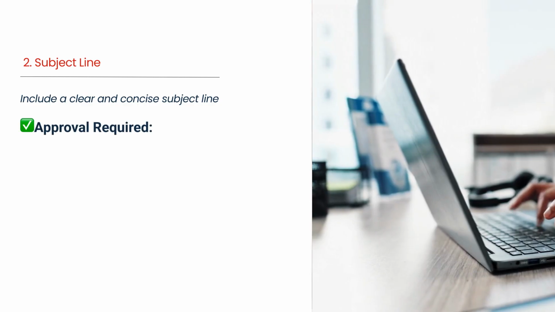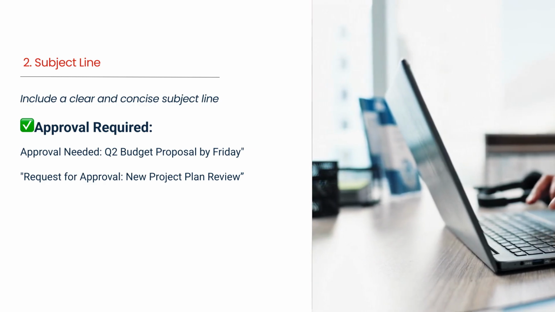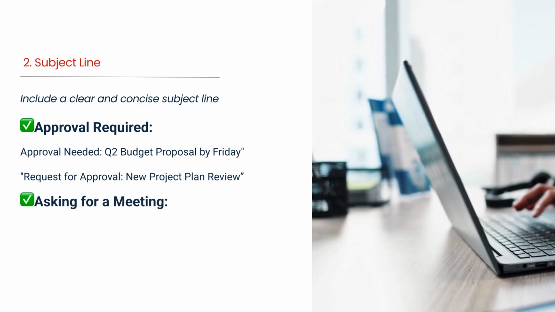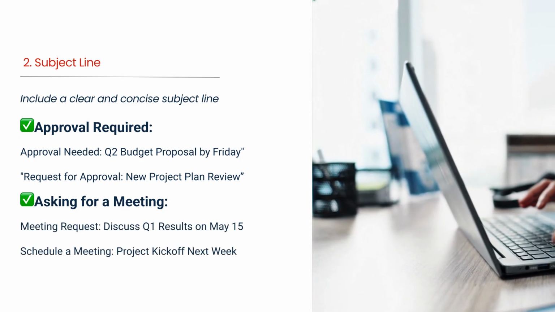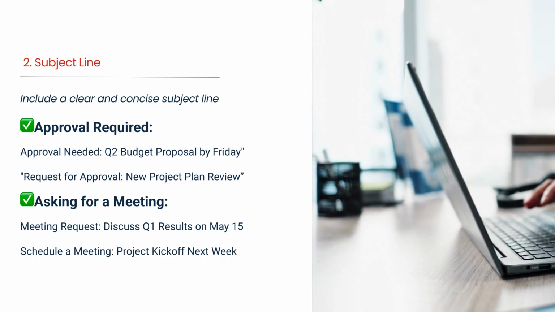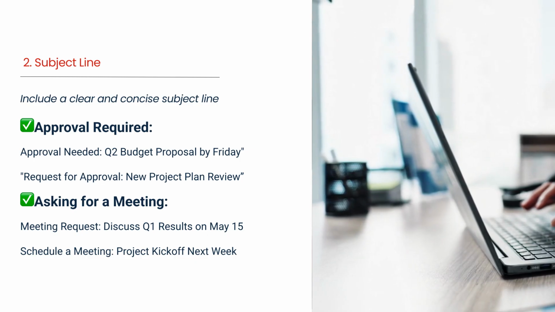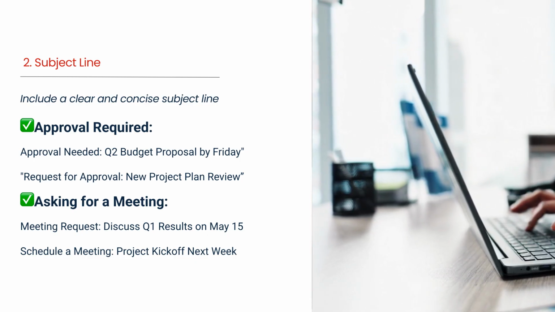If you need approval, be specific. Approval needed, Q2 budget proposal by Friday, or request for approval, new project plan review. If you need to talk, define the purpose and date. Meeting request, discuss Q1 results on May 15th, or schedule a meeting, project kickoff next week. Notice how both examples tell the recipient exactly what the email is about before they even open it.